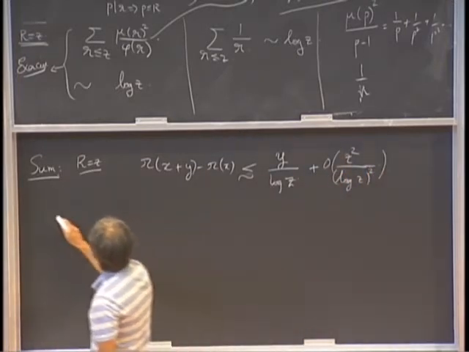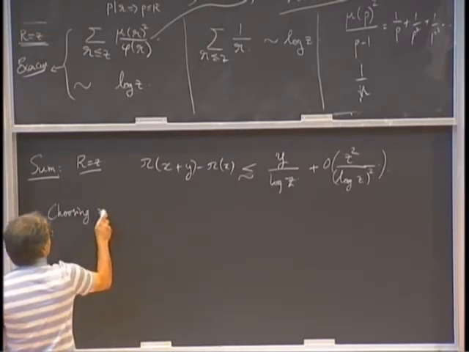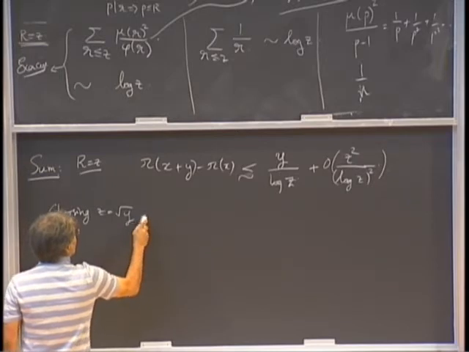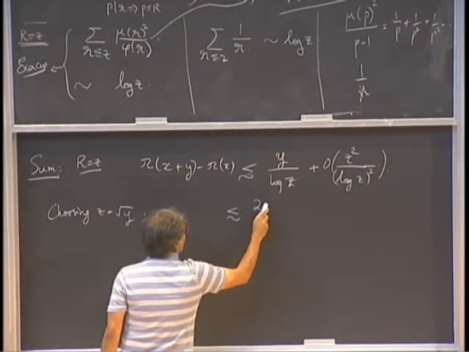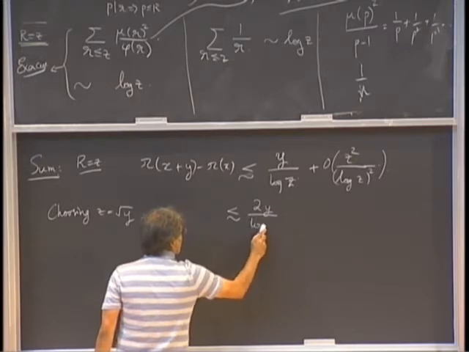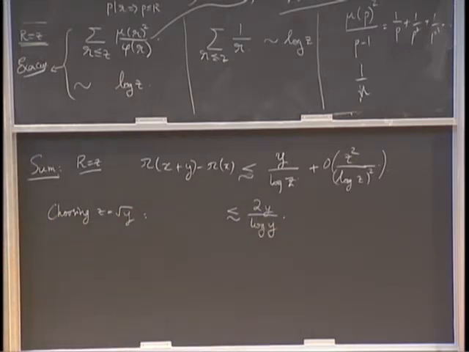And so choosing, as I said, z to be like square root of y, we get that this is bounded by 2y over log y, which was the Brun-Titchmarsh theorem that we started out with.